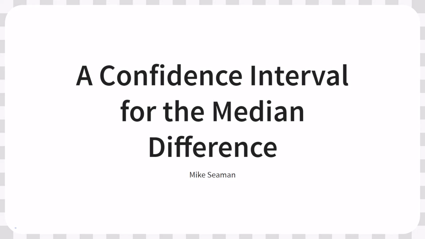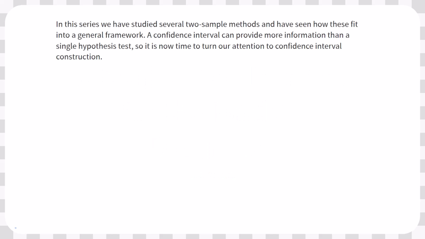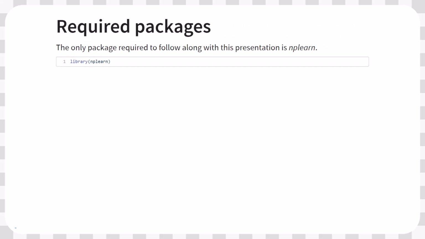In this video, I want to show you a confidence interval for the median difference. In this video series, we've studied several two-sample methods and have seen how these fit into a general framework. We've been focusing on a null hypothesis about the equality of medians in two independent samples. A confidence interval can provide more information than a single hypothesis test, so it is now time to turn our attention to confidence interval construction.